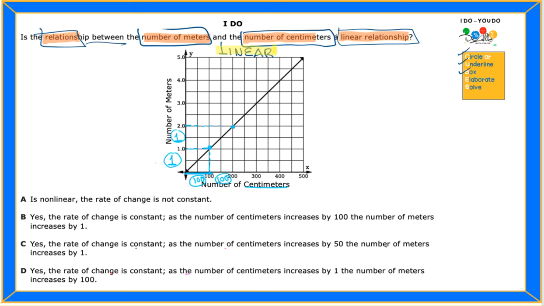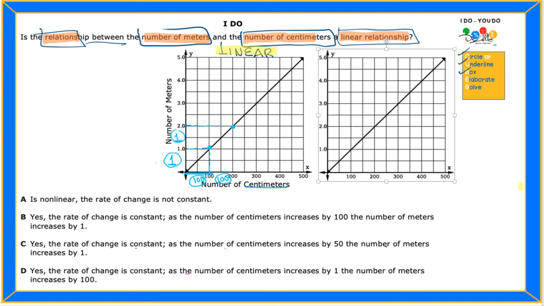I'm going to show you how non-linear can look like for a relationship between centimeters and meters. Okay, this black line is linear. I just copied the graph on the left side. But what I want to do with you is an example for non-linear. And I'm going to write here. Let me put it in red, because I'm going to do a non-linear relationship between the number of centimeters and meters in red.